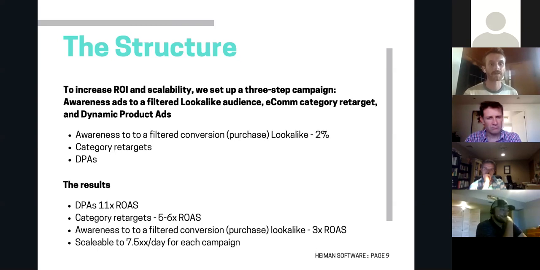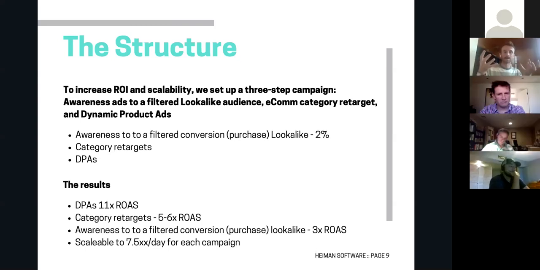So to increase return on investment and scalability, we set up a 3-step campaign: awareness ads to a filtered lookalike audience, e-commerce category retarget, and dynamic product ads. I'm going to go into more details on these different types of audiences in a second. But instead of having one large audience that's interested in these general subjects, where we said we want to sell product to this audience, we said, okay, we want to create a lookalike audience. So we want to take our customers and create an audience of people like those customers. And that's using the Facebook pixel.